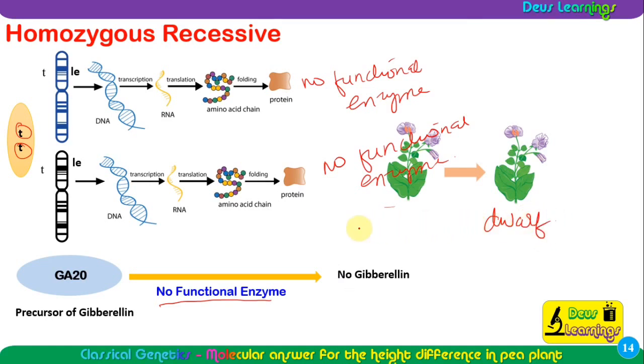So when you have the small t allele, there is a loss of the functional enzyme, and since there is a loss of functional enzyme, the plant cannot make gibberellin. So if it cannot make gibberellin, they stay shorter. But what about if you spray some gibberellin exogenously? Definitely they will grow and they will be similarly tall. But that is just artificial, not natural.